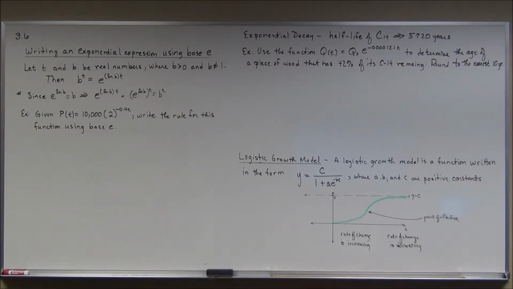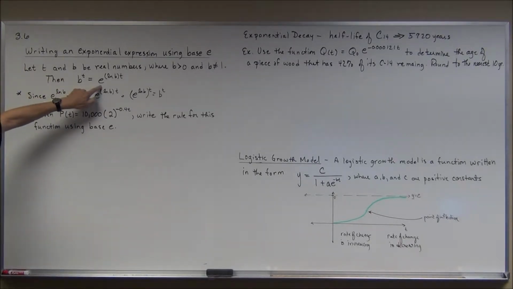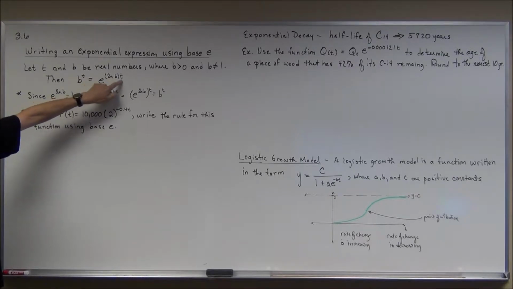I know we can always go to the change of base formula that we've talked about before as well, but I'm going to show you quickly, and then an example of, rewriting a base b exponential expression into a base e exponential expression. Alright, so right here it says let t and b be real numbers, b is greater than 0, not equal to 1. Then b to the t is equal to e to the natural log of b times t power.